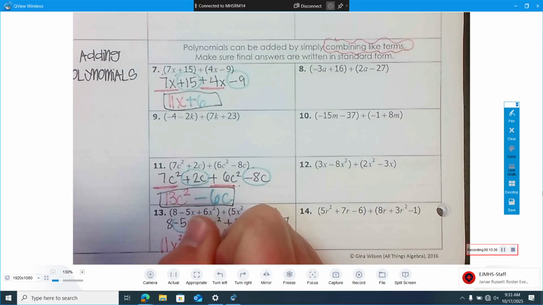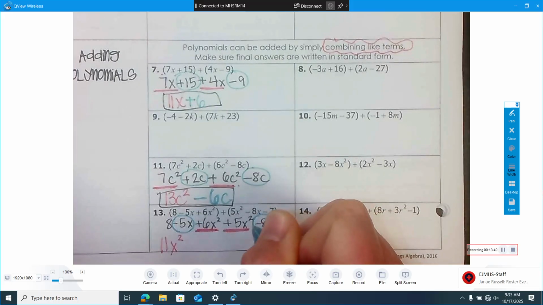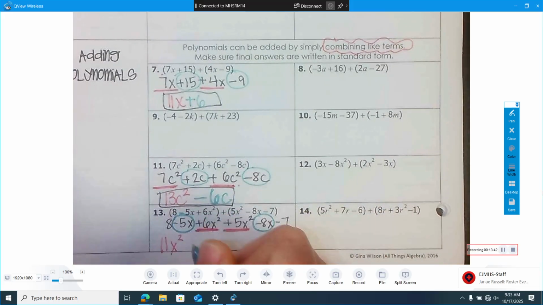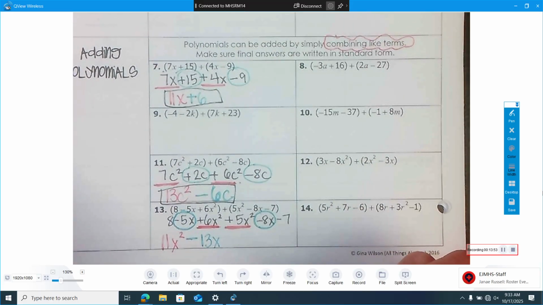Good. I have a negative 5x and a negative 8x. So are they on the same team or are they at war? Same team, both negatives. How many negatives do we have? 13. Yeah, negative 13. 8, 9, 10, 11, 12, 13. All right. 13 x's that are negative.